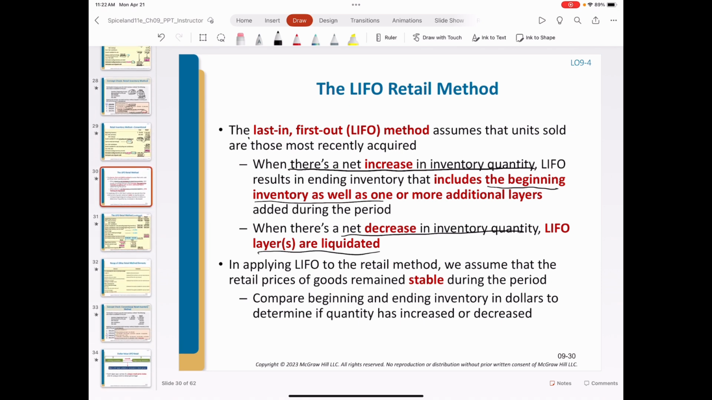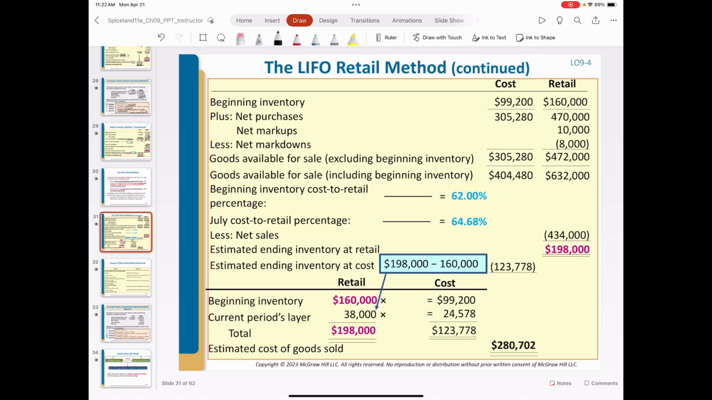To be more realistic, let me show you an example of how LIFO works. Again, we use the same example. Here we have the beginning balance inventory at cost and retail value, purchase cost and retail value. We include both net markup and markdown. Then this is the cost of purchase. Also, goods available for sale excluding beginning inventory at cost.